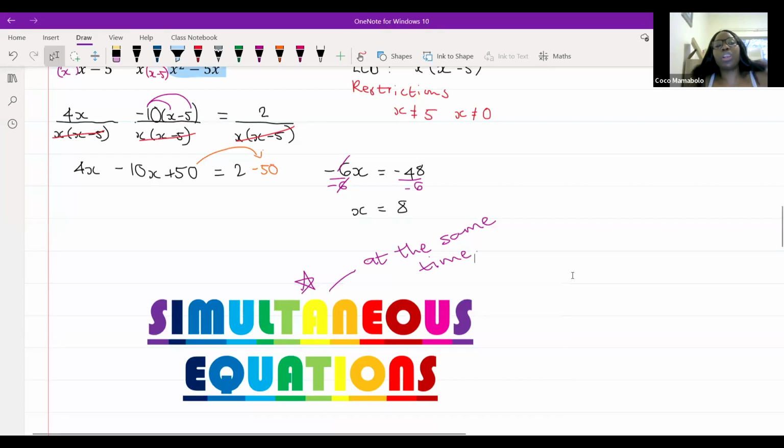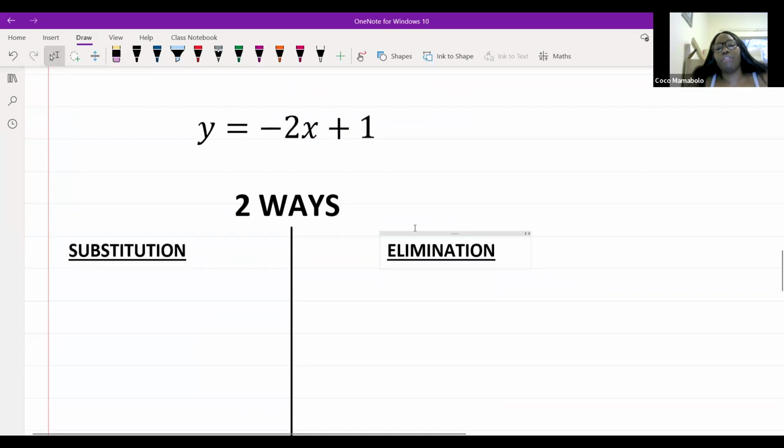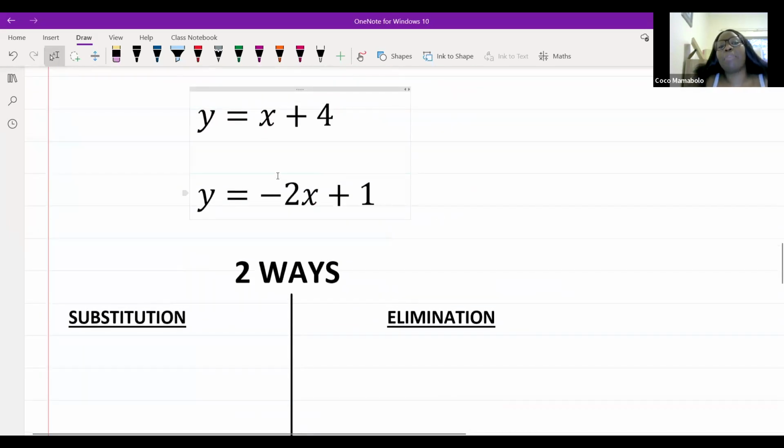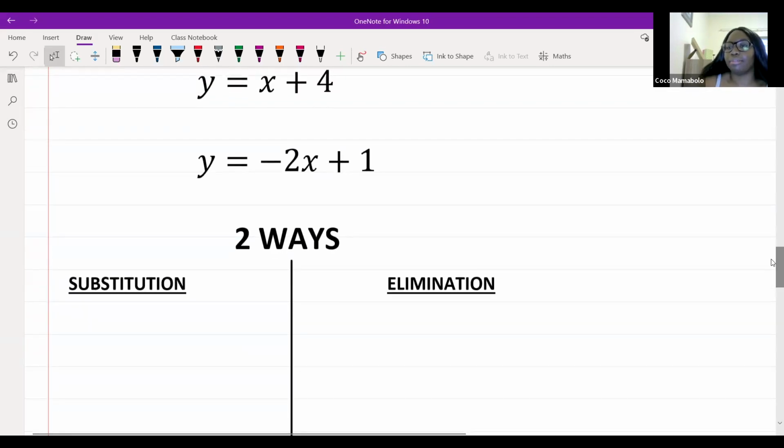So we're going to be looking at two different methods that we can use to solve for simultaneous equations. Now, I'm going to teach you guys the substitution method first. So, Hulani, you're in luck. And then after that, we're going to look at elimination. So, first thing we're going to do is follow a set process.